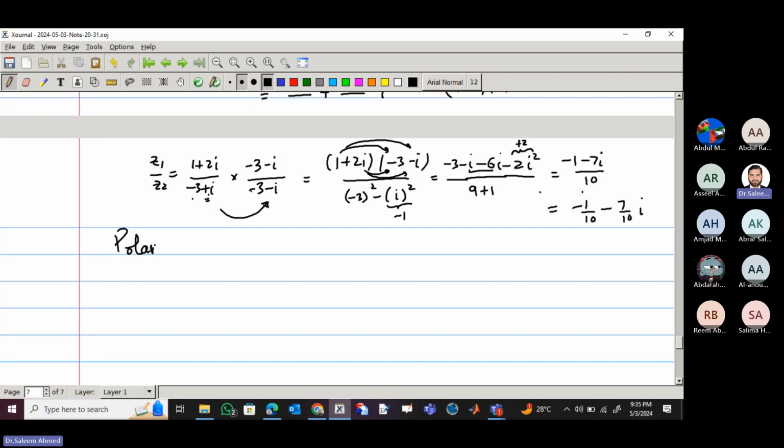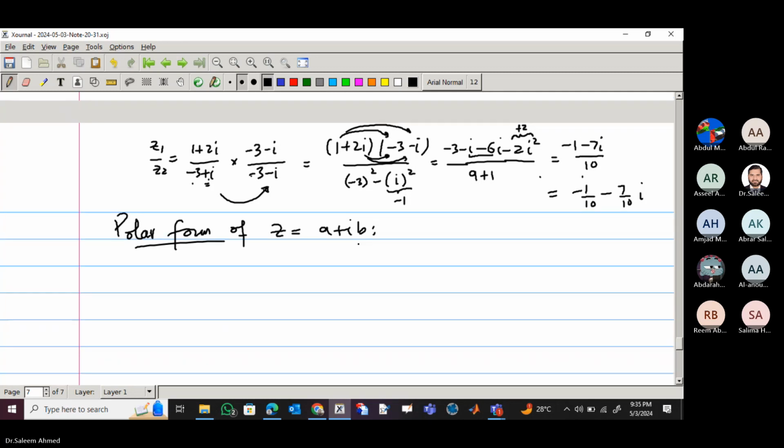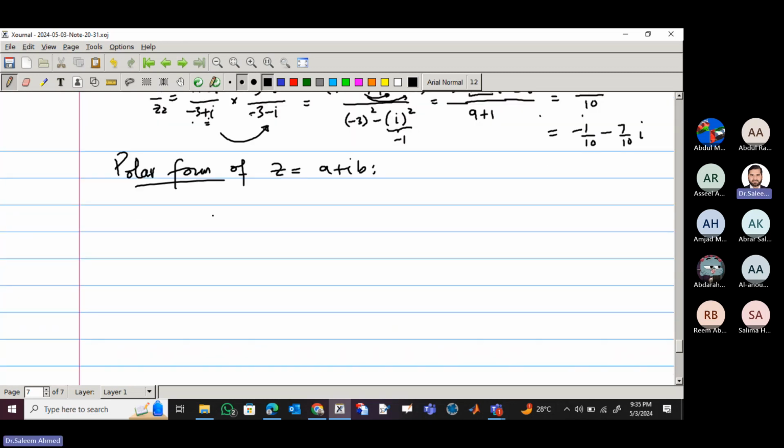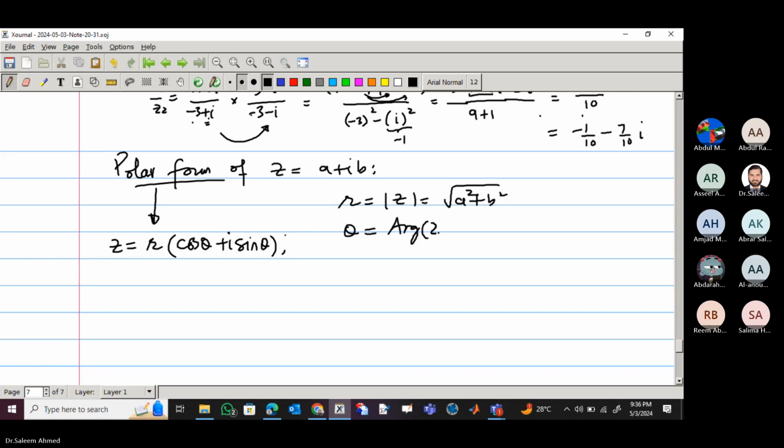An important thing is the polar form of Z. Polar form of a complex number Z, A plus iota B. What is this? Polar form of the Z is this. Z is equal to R into cos theta plus iota sine theta, where R is the mod of Z, you can find the mod of Z as R, square root of A square plus B square, and theta is argument of Z. Argument of Z is tangent inverse B over A.